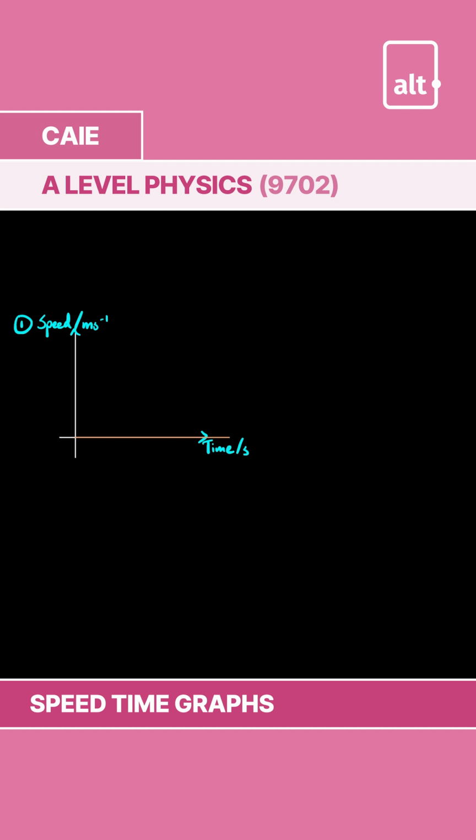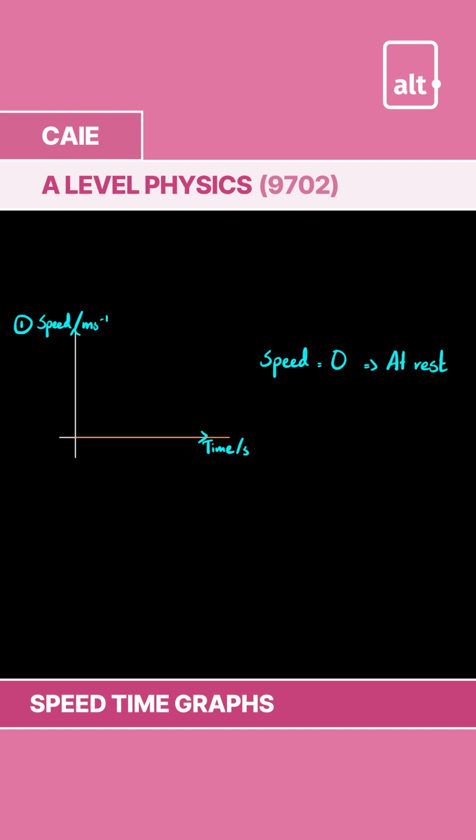So the speed in this case is just 0. So this basically means that this object is at rest, right? This is the simplest case that we can have.